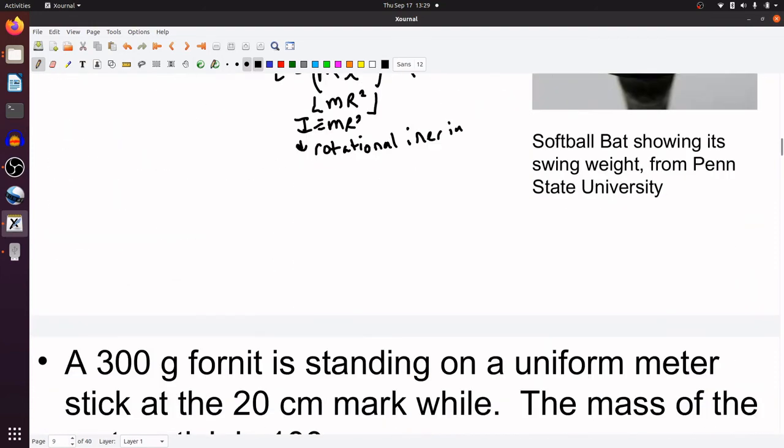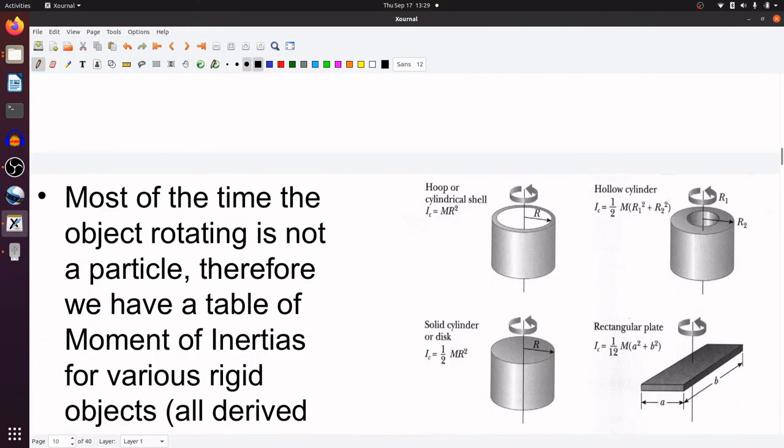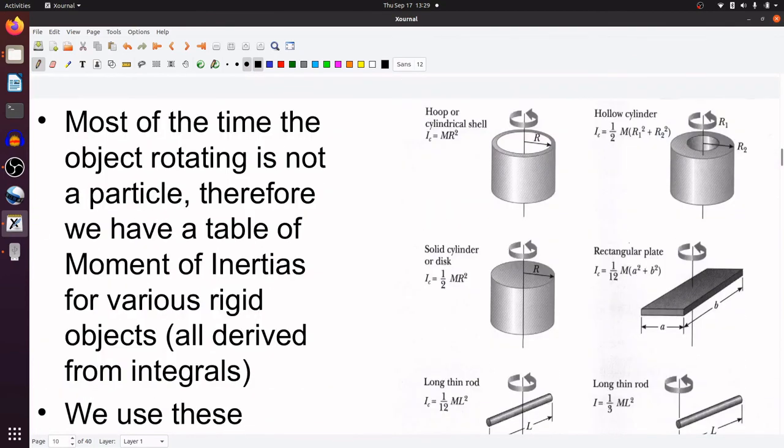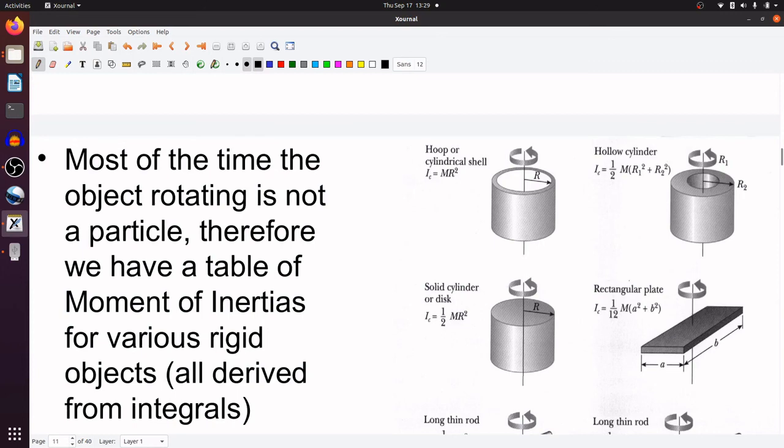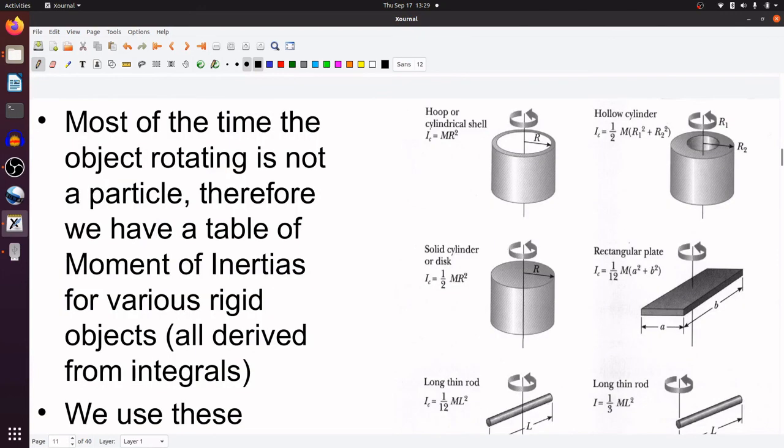And what are some of those? I thought I had that on the last slide. Oh, I'm going to roll down here real fast. These are different ways of rotating. Not all of them, just some. And each of them gives their rotational inertia. So for a hoop or a cylindrical shell, it's just m r squared, basically like a point particle. But for a hollow cylinder, it's one half m times the radii added together, the square of the radii added together.